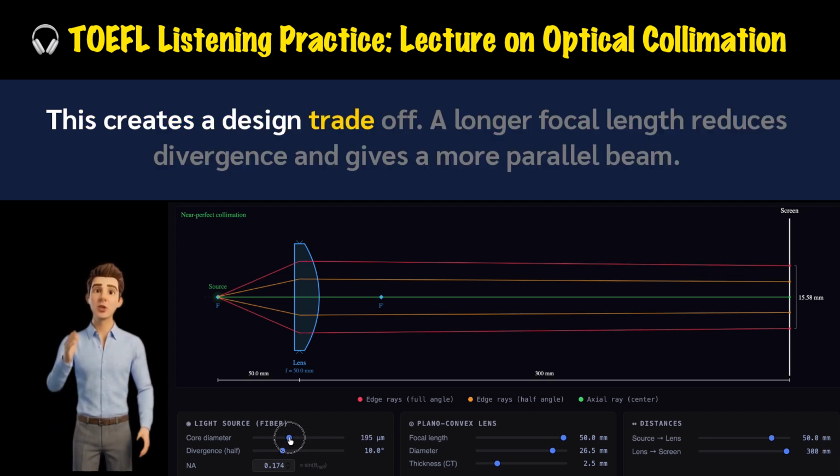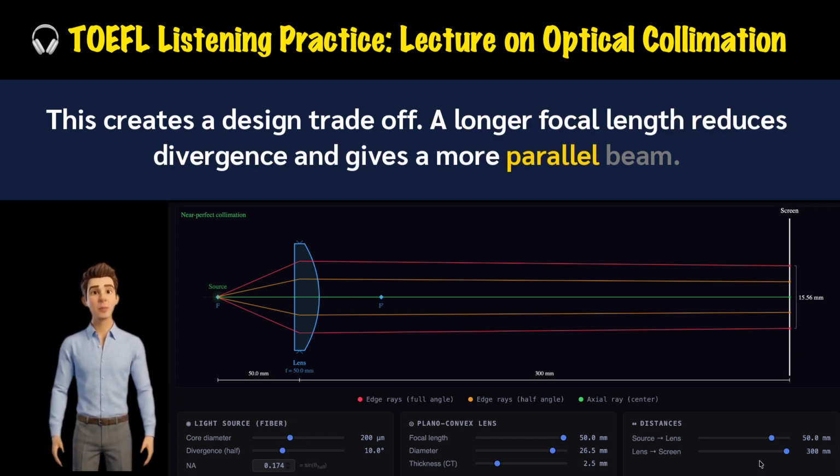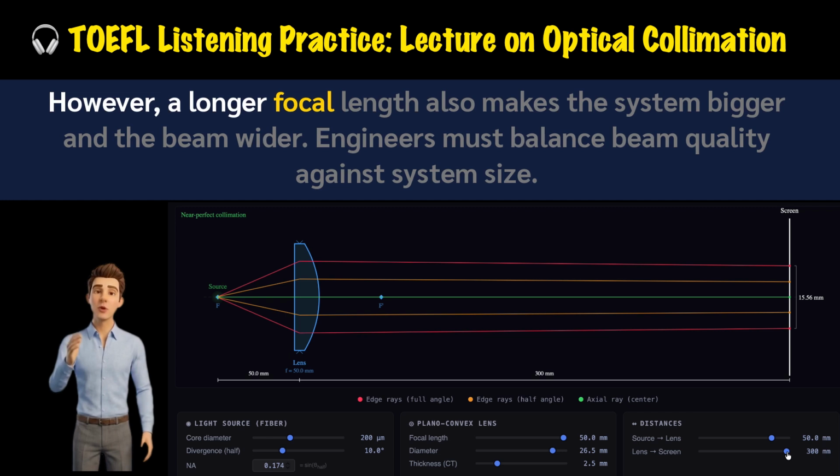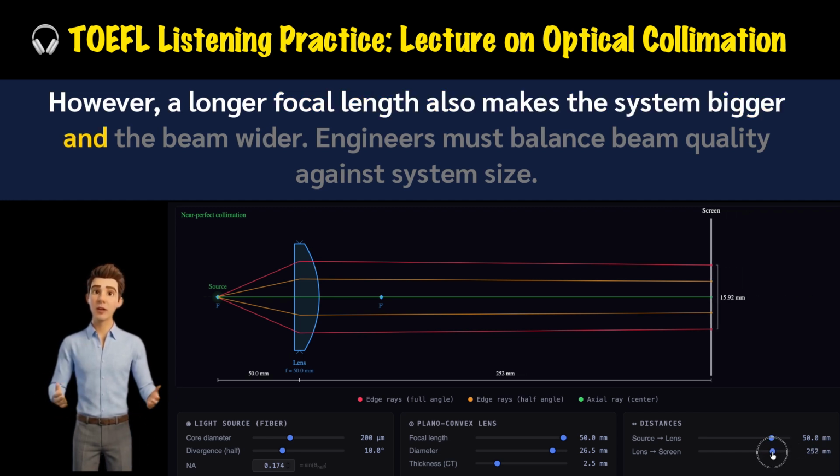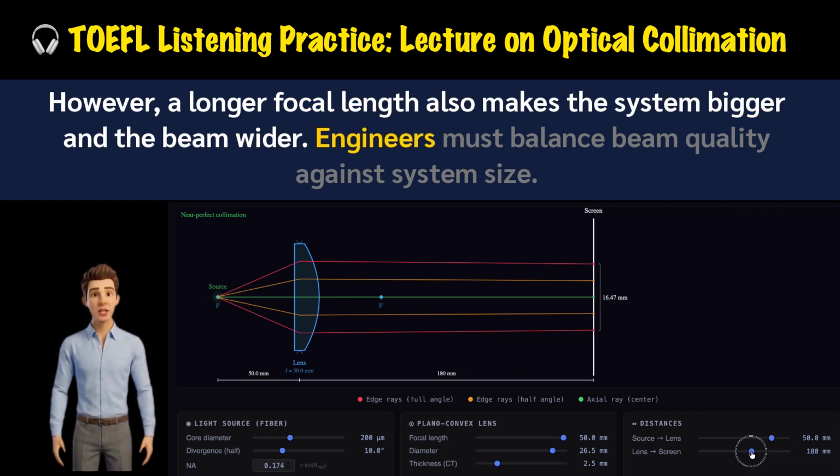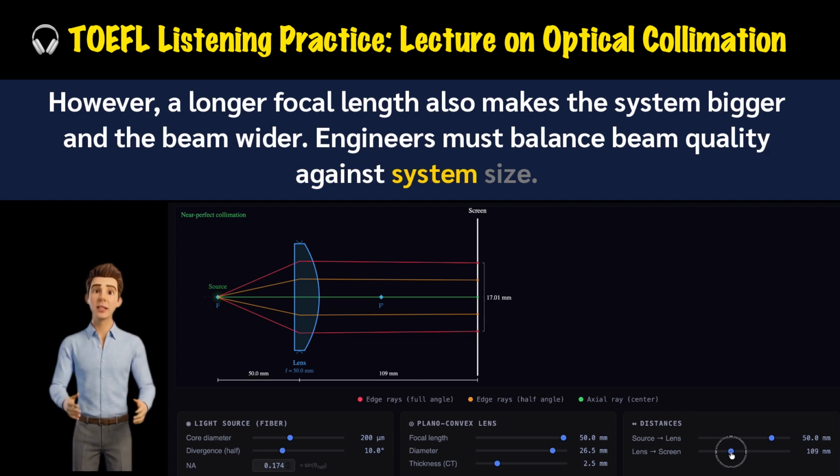This creates a design trade-off. A longer focal length reduces divergence and gives a more parallel beam. However, a longer focal length also makes the system bigger and the beam wider. Engineers must balance beam quality against system size.